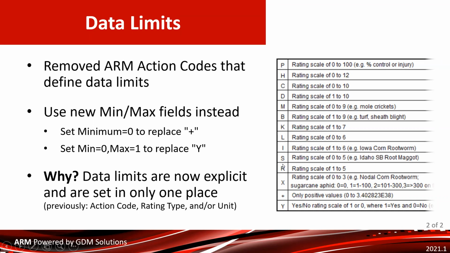So these codes are removed from the list, but if you still remember them and like to use them, if you hand type in an H into an assessment column, action code ARM will delete the H, but put in 0 and 12. So it'll still recognize those codes if you're familiar with them, and it'll just convert for you and put that value in the min-max instead.